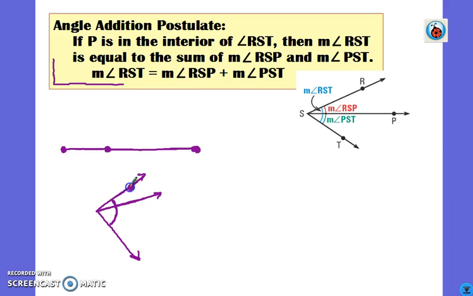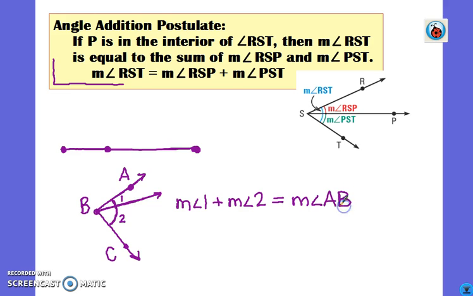I might put an A here, a B here, and a C here, and I might just call this angle 1 and this angle 2. And for my angle addition postulate, I just might say the measure of angle 1 plus the measure of angle 2 equals the measure of angle, I don't want to just call it angle B because there's lots of, so how about ABC? The two smaller measures add up to the big measure.